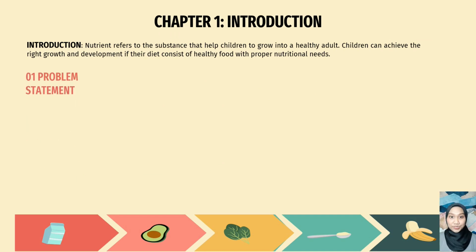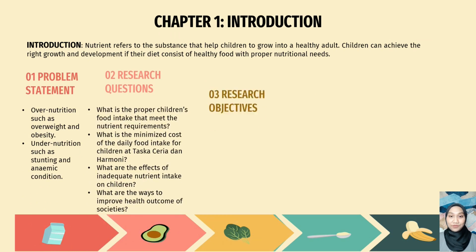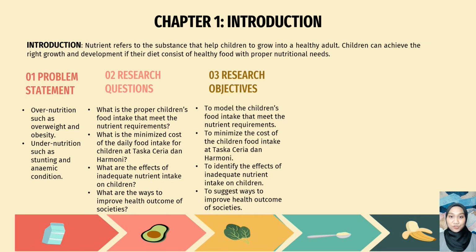Chapter 1 is Introduction. Nutrient refers to the substance that helps children to grow into a healthy adult. Children can achieve the right growth and development if their diet consists of healthy food with proper nutritional needs. Hence, right dietary habits should be set up during early age so that it can be maintained throughout later life.